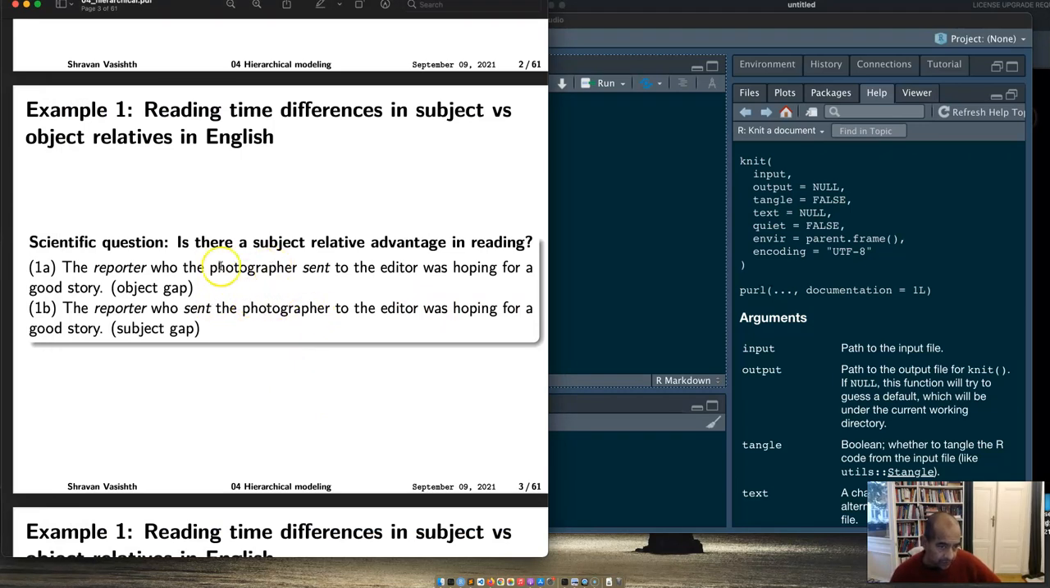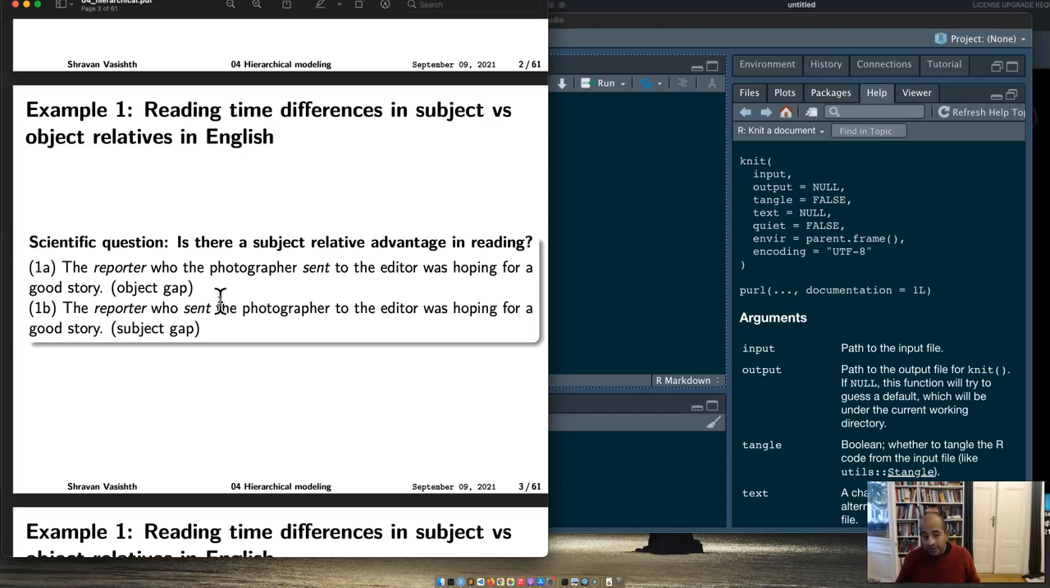So the design is confounded because what's wrong here is that the pre-critical region in the object and subject gap is different. In the object gap, it's photographer, and in the subject gap, it's who. So one thing that we know about reading processes is that there's a certain amount of spillover from the preceding word onto the current word. Right? And if the pre-critical region is non-identical in two conditions, then I would consider the design confounded.